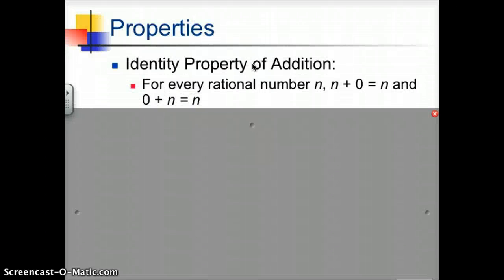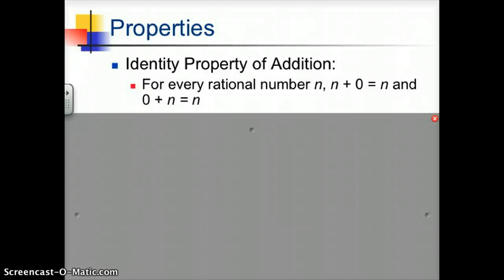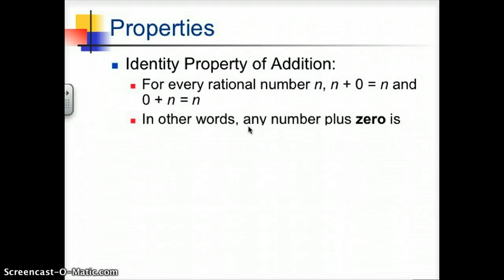We're going to look at a couple of properties first. They have some technical names that I would like you to learn, but they're probably going to be skills that you'll understand. So one is called the identity property of addition. I like to think about identity as who you are, something that doesn't change. The identity property of addition says for every rational number n, n plus 0 always equals n, or 0 plus n always equals n. So I like to put that in nice human words.